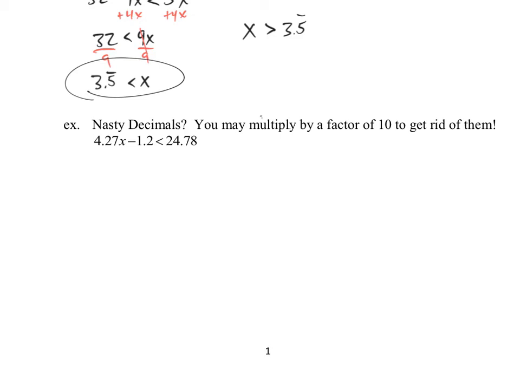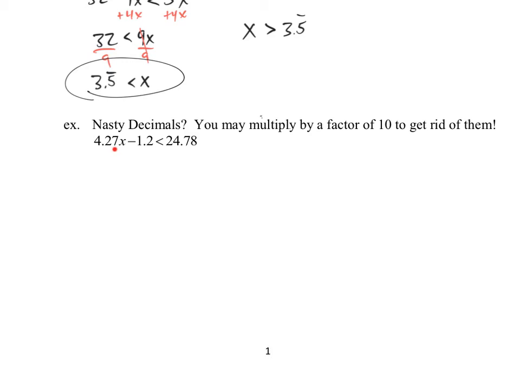In some respects, there's less chance of making a mistake in getting rid of the decimals. But if I am here, I could move this decimal point 2 places, so it's 427x, by multiplying by what number? Not 10, but 100. Because if I multiply by 10, it's going to move the decimal point 1 place. Multiplying by 100 moves it 2 places.